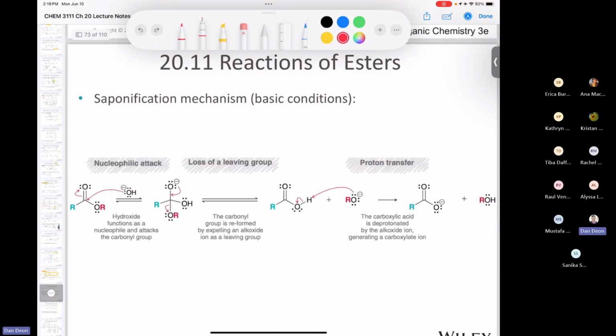So here's the mechanism. You can imagine that we don't have to protonate in this case because hydroxide is not a weak nucleophile. It's a very strong nucleophile. So we get a nucleophilic attack.